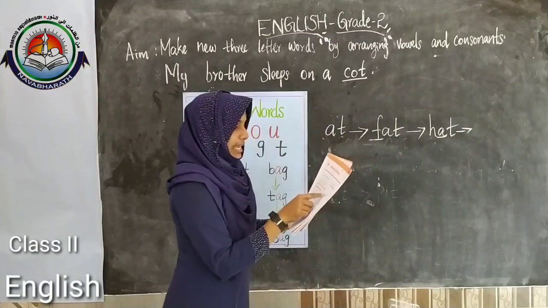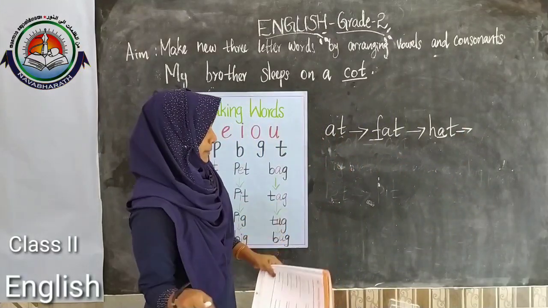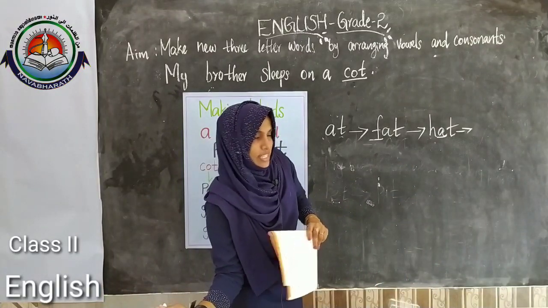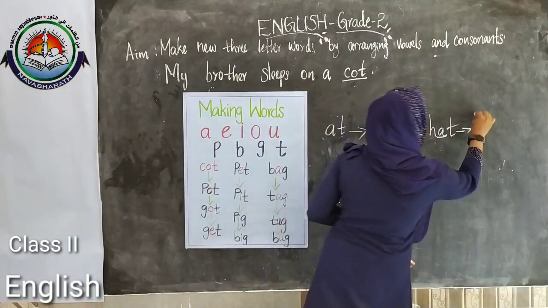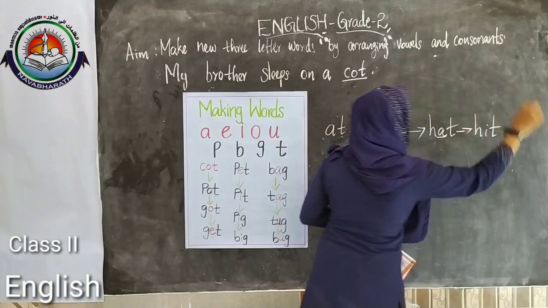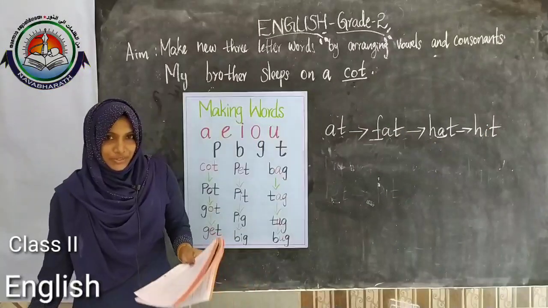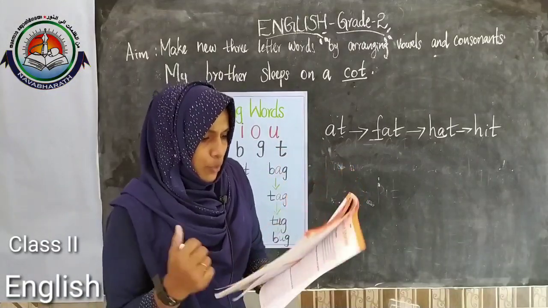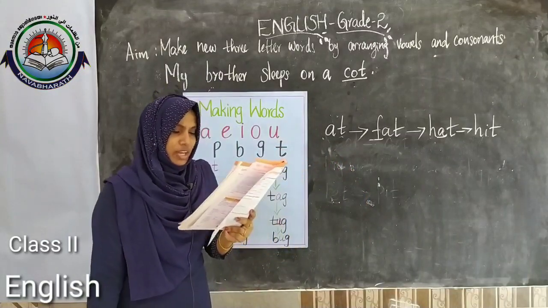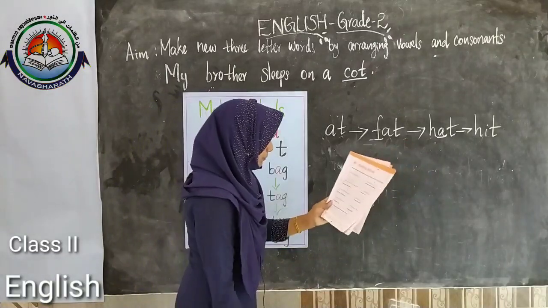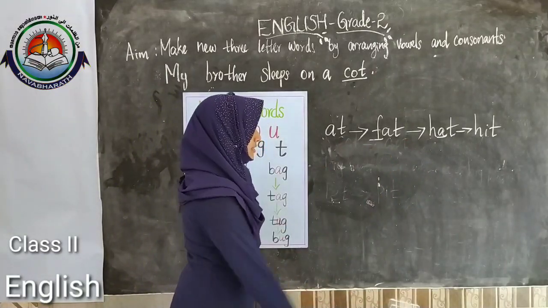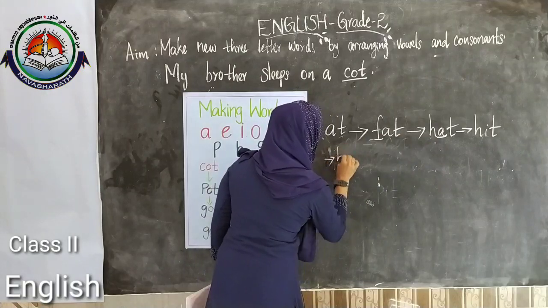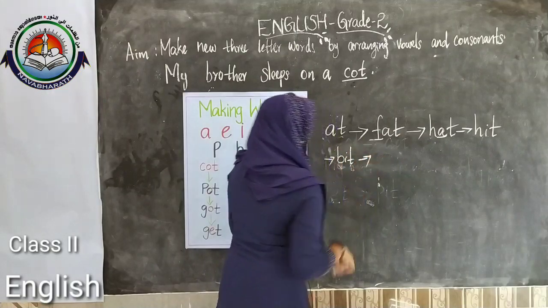So, "I dash the ball with my bat." When we change this letter A to E, it becomes hit, right? I hit the ball with my bat. Then, "The dog ran after the thief and dash him." Here we change the first letter. So yes, the dog bit him.